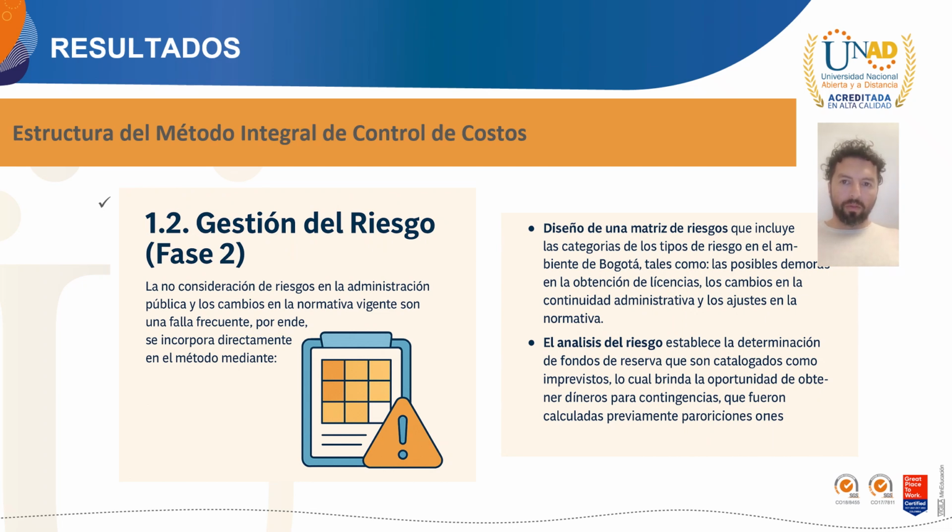Results, phase 2, risk management. The second phase of the method is risk management. A frequent failure in public administration is not considering risk or changes in regulation. Therefore, my method incorporates the design of the risk matrix and risk analysis.